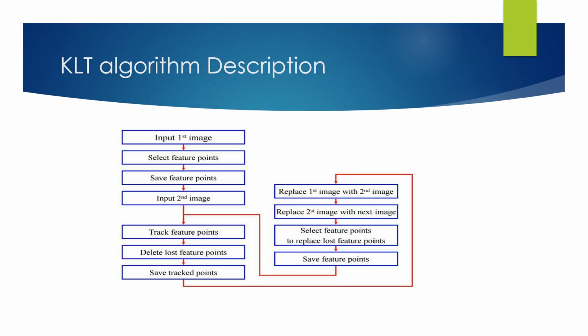Lost feature points are nothing but the feature points that the algorithm is expecting from the second image, because they are already in the first image. But since the second image is taken at a different time, all the features may not exist in the second image as they existed in the first image. So once the feature points are detected, it searches for the lost feature points and deletes them if there are any. Once the lost feature points are deleted, these tracked points are saved.